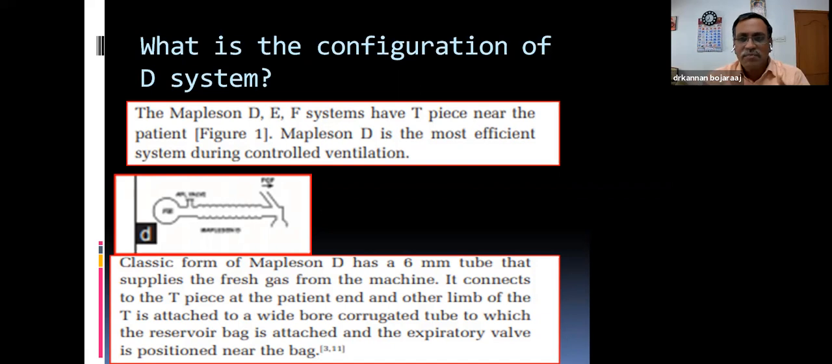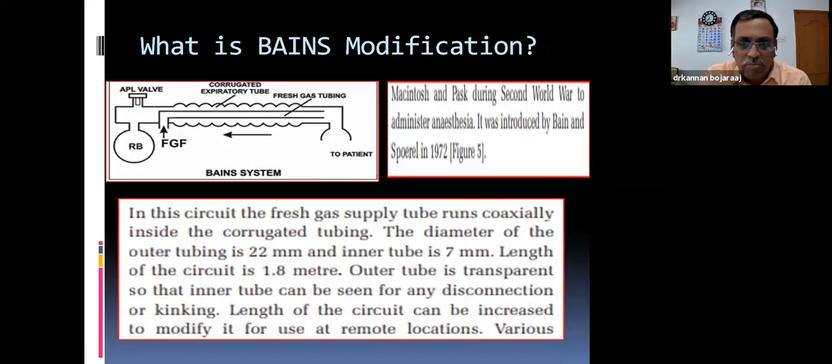And we are not using this D system as it is, because there is some modification done in the D system, and that system is called the Bain modification. What is the modification here? The same thing, the APL valve and reservoir bag are away from the patient, and the fresh gas flow is getting inside the expiratory corrugated tube, and that will end near the patient end. So that is called a coaxial tubing system.